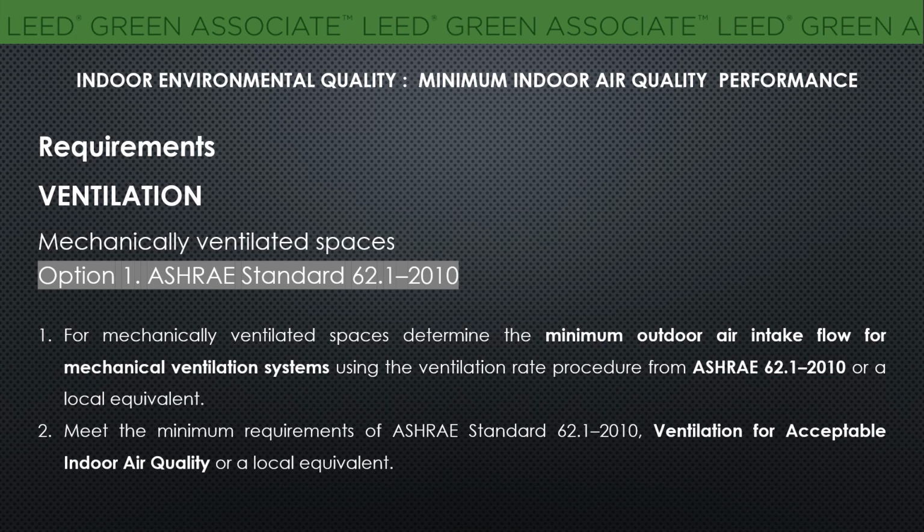There are 2 parts for achieving this option. Part 1 is for mechanically ventilated spaces. Determine the minimum outdoor air intake flow for mechanical ventilation system using the ventilation rate procedure from ASHRAE 62.1-2010 or a local equivalent, whichever is more stringent. And part 2 is to meet the minimum requirement of ASHRAE standard 62.1-2010 ventilation for acceptable indoor air quality. Here also we can take ASHRAE or the local equivalent, whichever is more stringent.